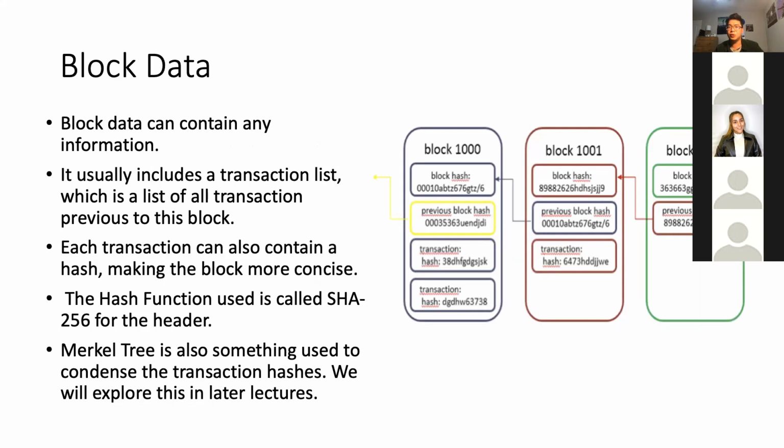The most popular hash function used is called SHA-256. That's a hash used for the header. And the Merkle tree is also something used to condense the transaction hashes. We'll also talk about that a little bit later.